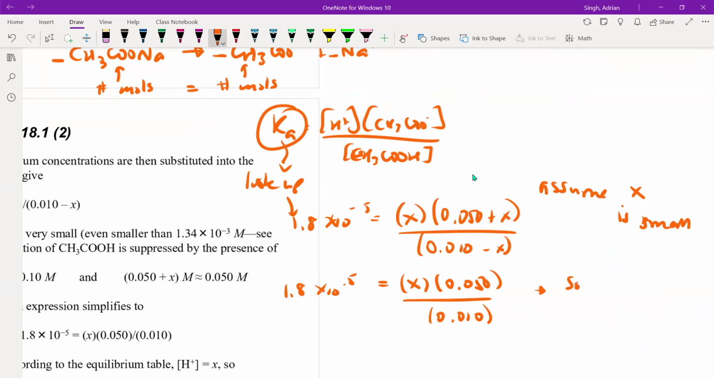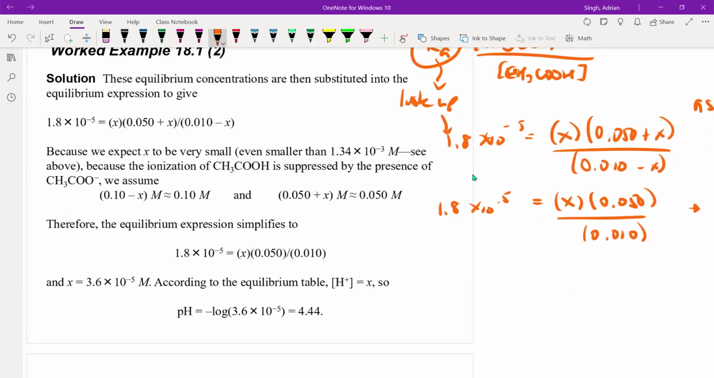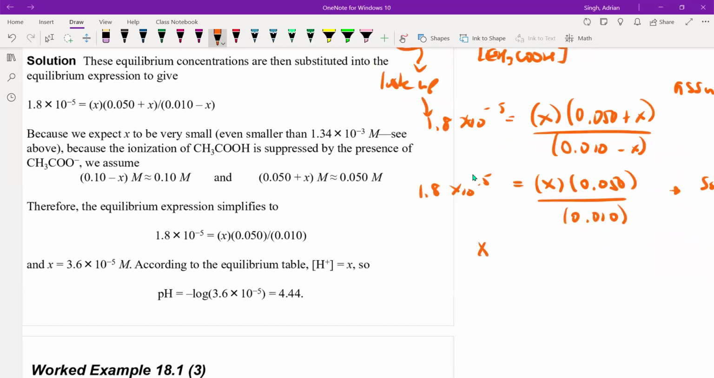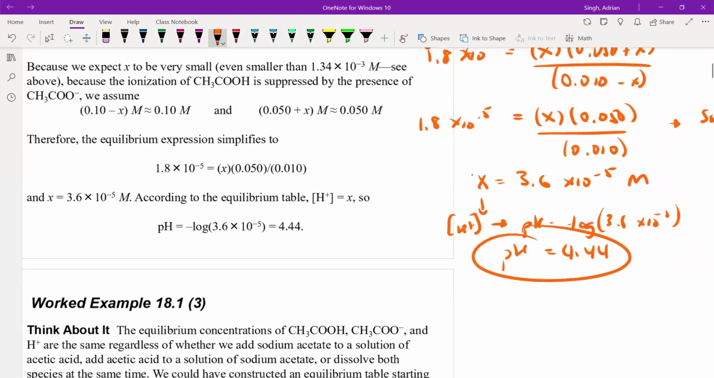So we solve this for X. Okay, I'm not going to go through the math. I think we can do that on our own. So we end up with X being equal to 3.6 times 10 to the minus 5 molar. So then the pH, remember now X here is the concentration of the H plus. So then the pH would be the negative log of that. And that gives 4.44 as the pH of this solution that has a common ion dissolved in it.